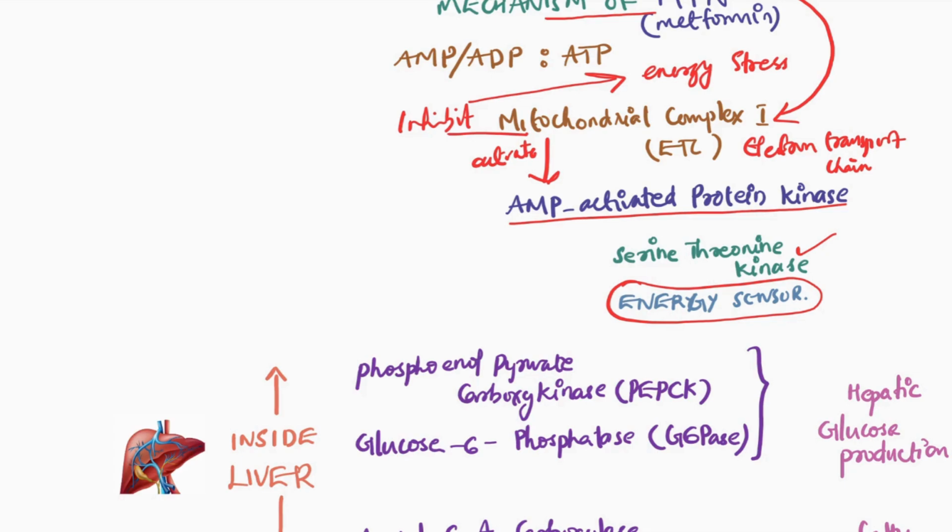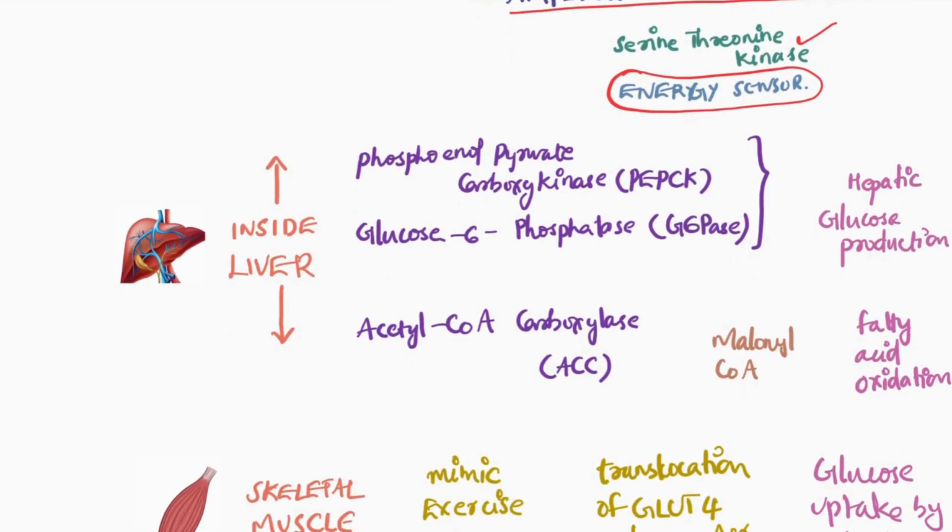And in the liver, this AMPK activation phosphorylates and downregulates the expression of two gluconeogenic enzymes, which are phosphoenolpyruvate carboxykinase and glucose 6-phosphatase enzyme. And the downregulation of these enzymes will lead to a reduced hepatic glucose production.